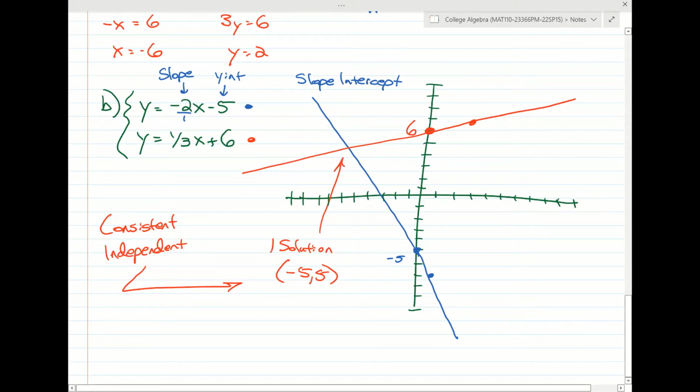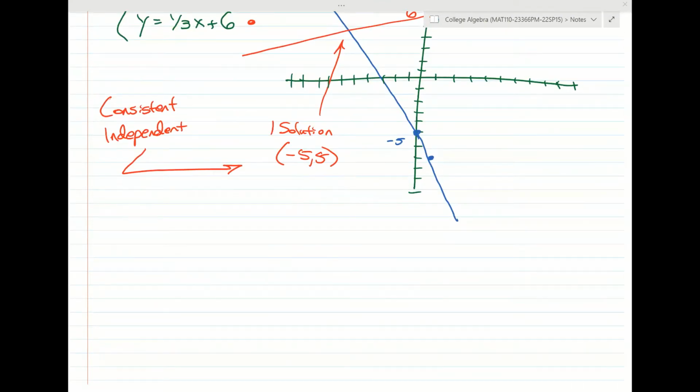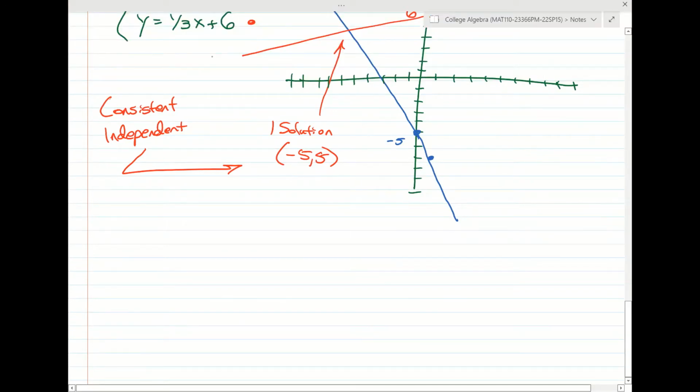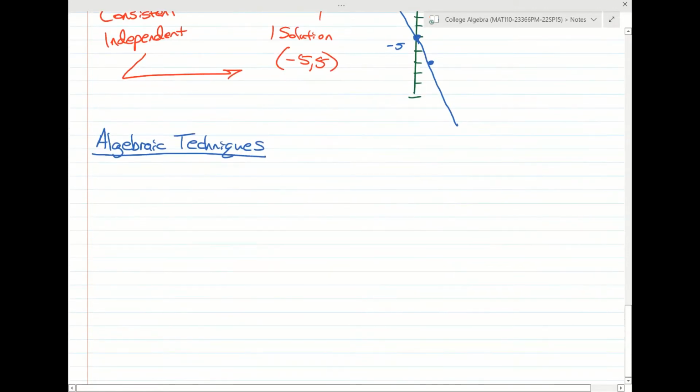To finish out this section, I wanted to talk about how to do it algebraically. So graphing has its limitations. It's fast. Some people find it easy, but you don't get an exact answer. So I wanted to talk about algebraic techniques. And I had a few examples from each.